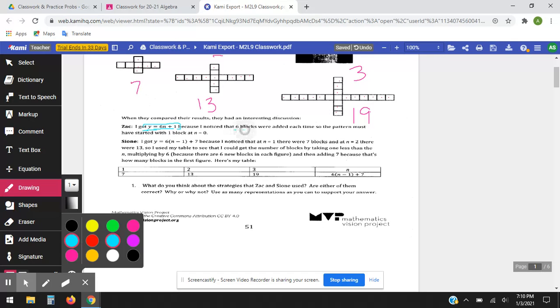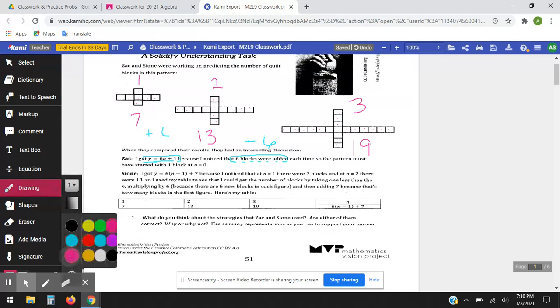So when we're looking at this, Zach said he got y equals 6n plus 1 because he noticed that they were adding 6 blocks each time. So it's a plus 6 in between. And so the pattern must have started with one block at n equals 0. So if we back up and do a 0, if we have to do a plus 6 to get to 7, then it must have been a 1 under there. So if we have 6 repeating over and over, plus 6, and we started with a 1, that's how we got that one.